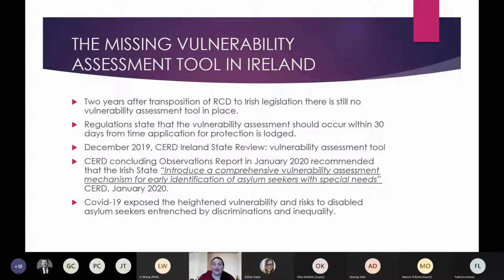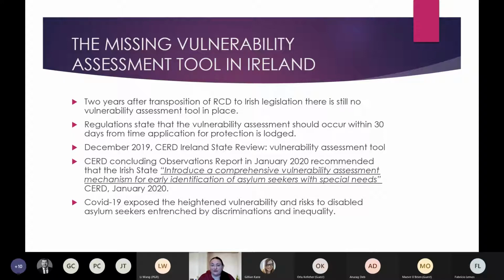In December 2019, when Ireland was before the Committee on the Elimination of Racial Discrimination for its state review, when questioned by the committee about the vulnerability assessment tool and disabled asylum seekers, the Irish state replied that they would be developing the vulnerability assessment tool in March 2020. However, due to COVID, there may have been a delay. Unfortunately, as has been mentioned previously, there has not been any implementation to date.